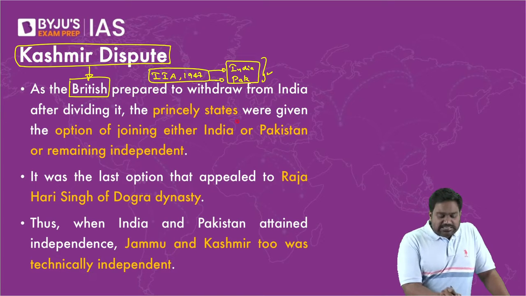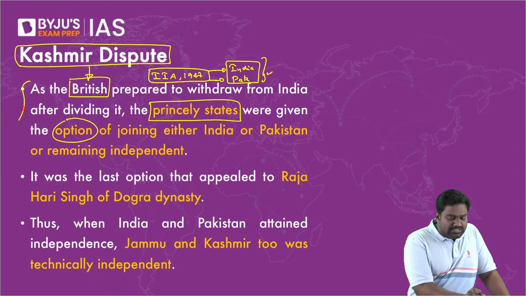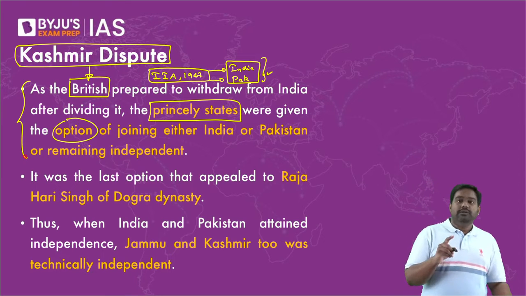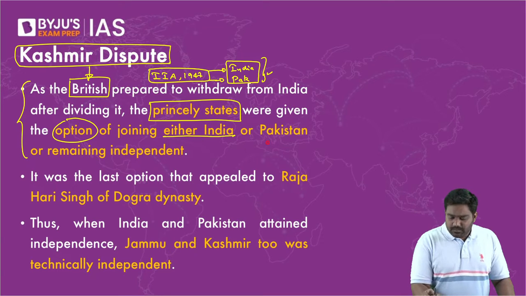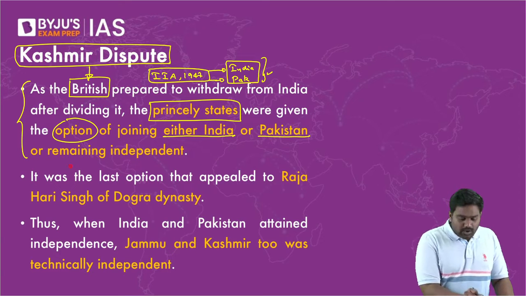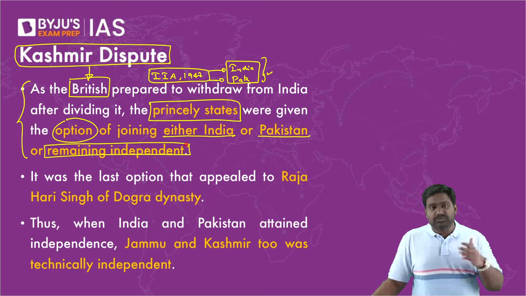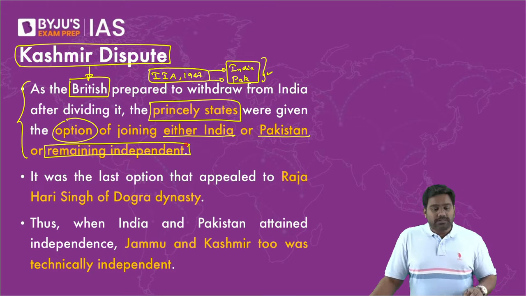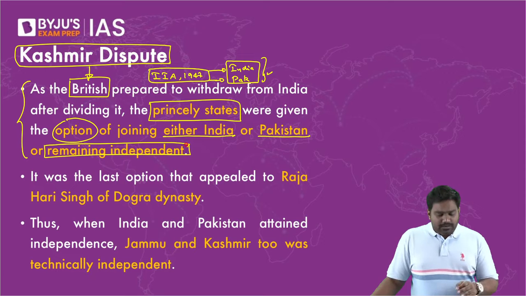The princely states were given the option. Please note down this point, it's very, very important. Princely states had the option either to join India or Pakistan, or they could even opt for remaining independent. They could stay away from both India and Pakistan and choose independence as well. This was the option given to the princely states. Is that clear? If they wanted, they could sign the instrument of accession and join either of the dominions, or they could remain independent.